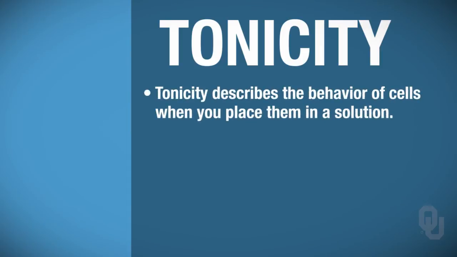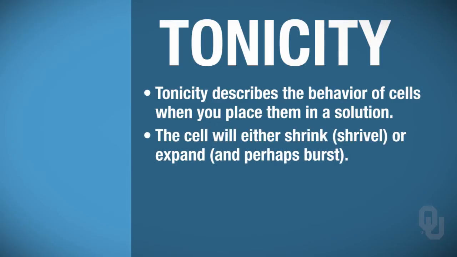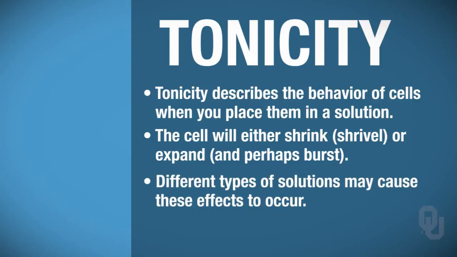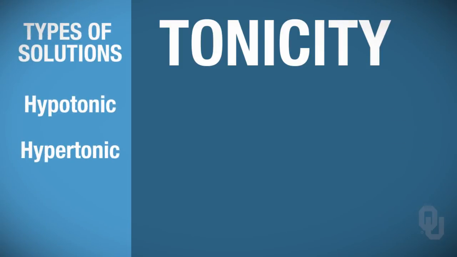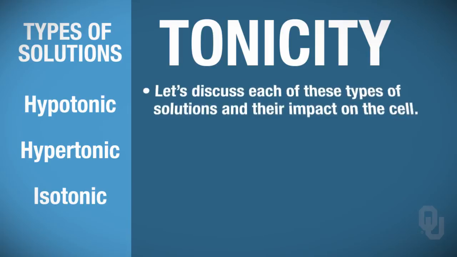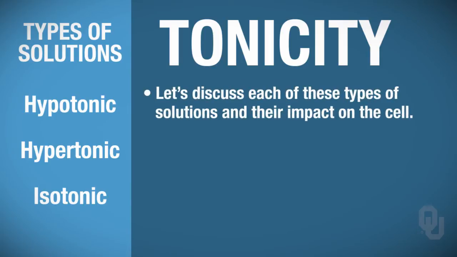Now let's start tying this into the term tonicity. Tonicity describes the behavior of cells when you place them in a solution. When we say the behavior of the cells, we're talking about whether that cell may shrink, or whether that cell will expand and then burst. Different types of solutions can change the behaviors of these cells. The solutions that we want to discuss are hypotonic, hypertonic, and isotonic. Let's go through each of these and think about how that will change the cell size.